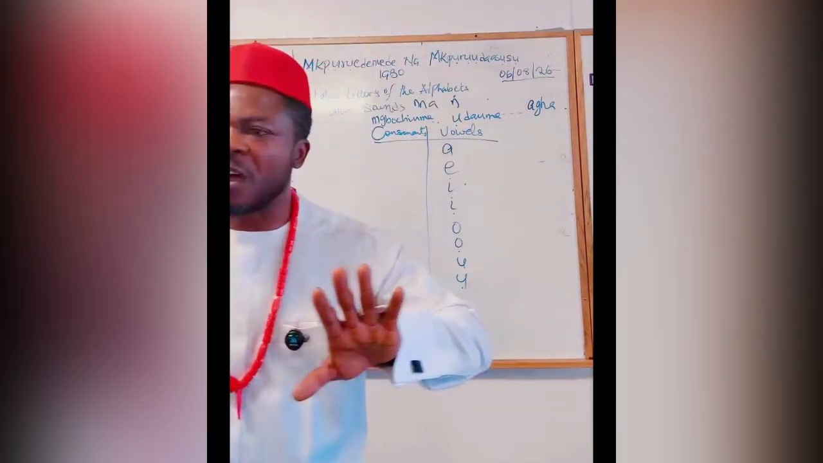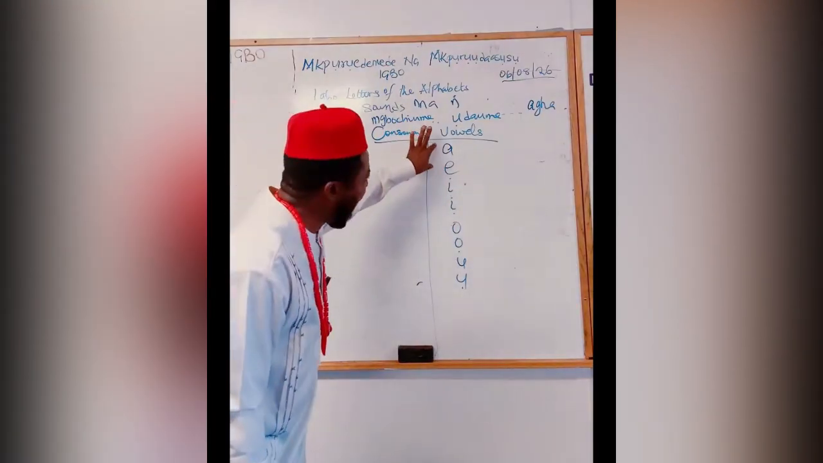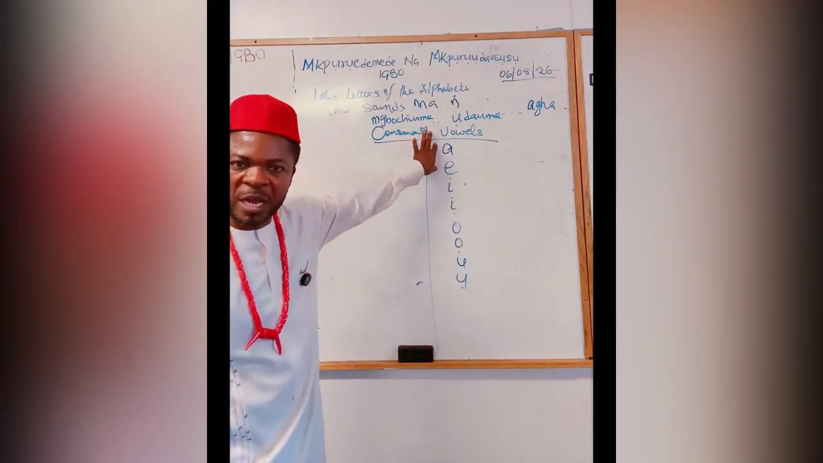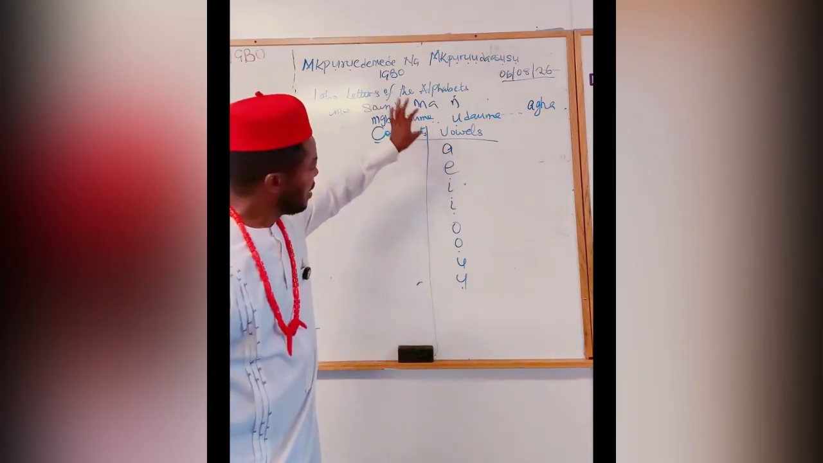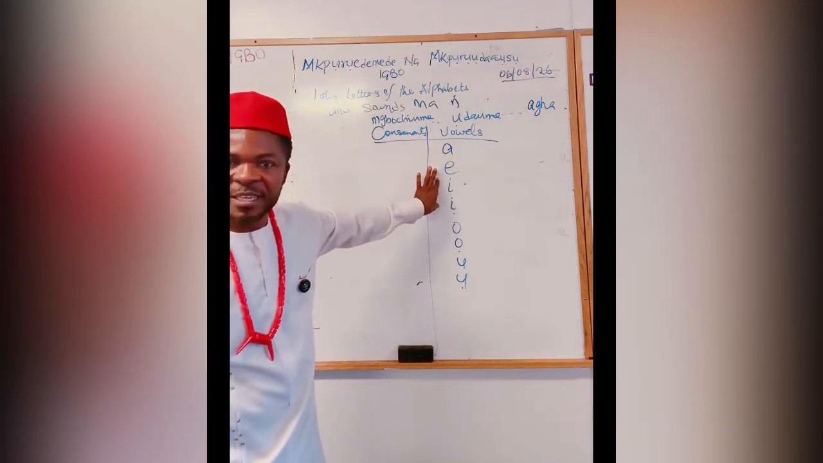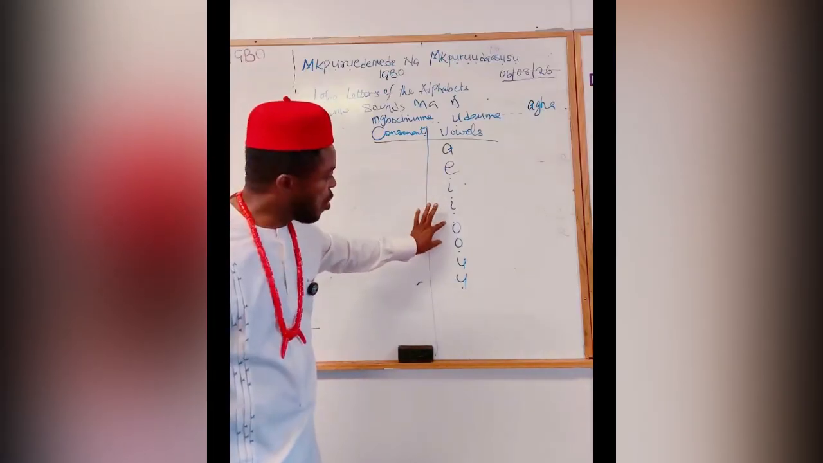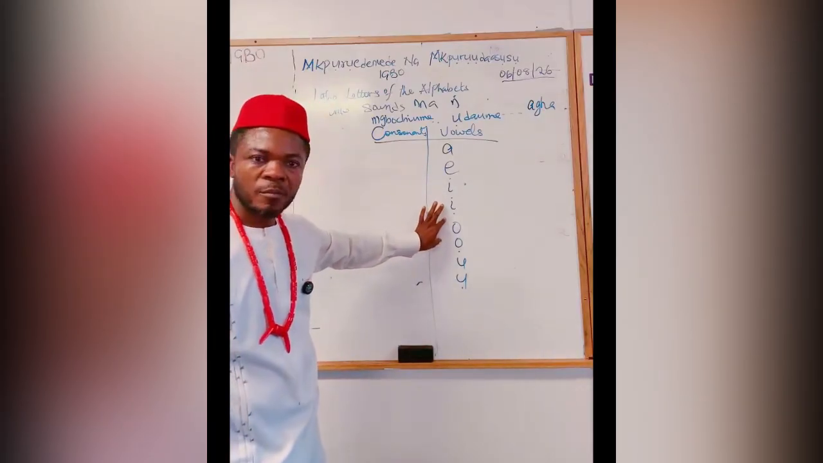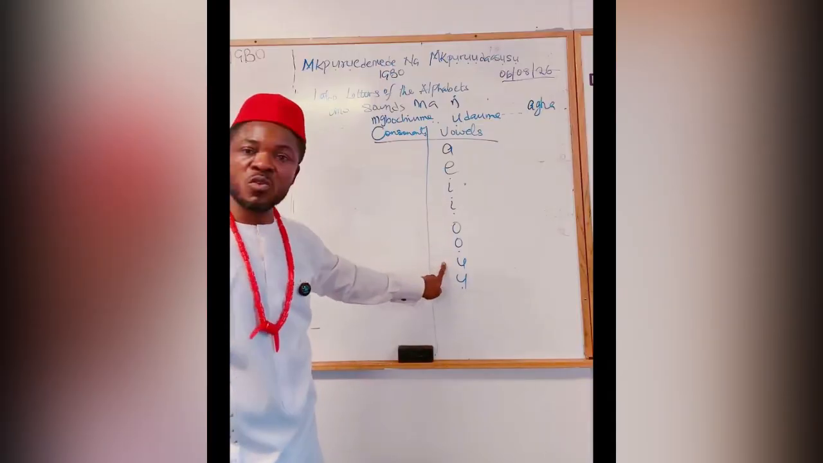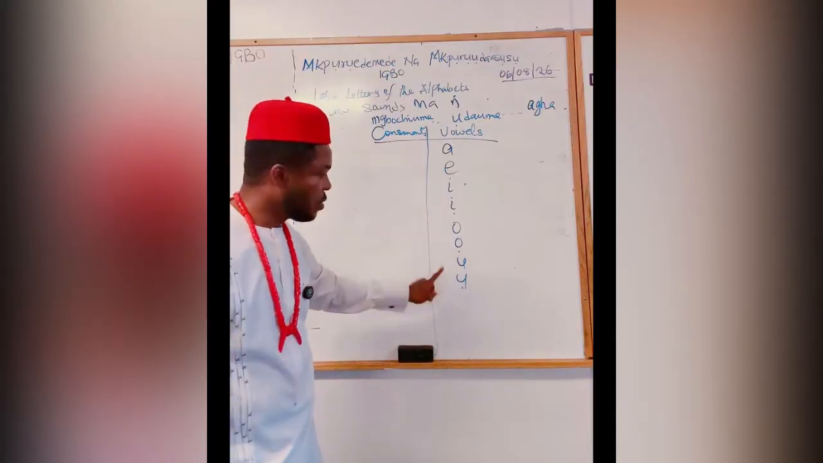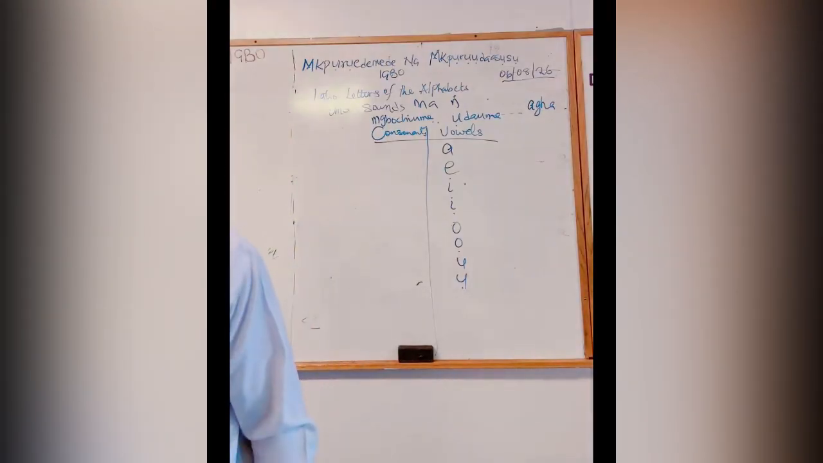Igbo vowels are 8 in number. They are A, everybody say it. E, I, O, U, O. Now, I must say this.